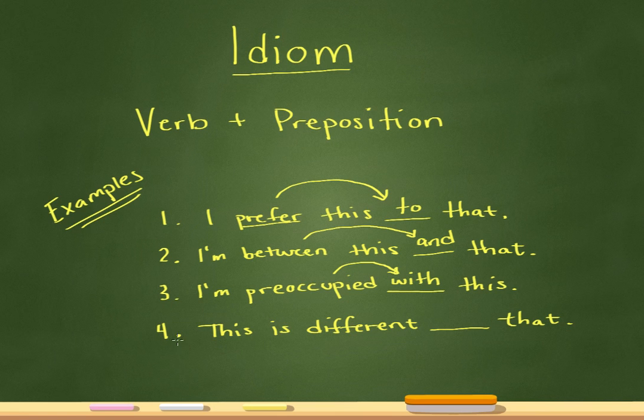And last but not least, this is different blank that. Some people might say that this should be this is different than that. But actually this should be this is different from that. This one's pretty important as well. This one comes up on the test quite frequently. Different always gets paired with from. So again, prefer to, between and, preoccupied with, and different from.